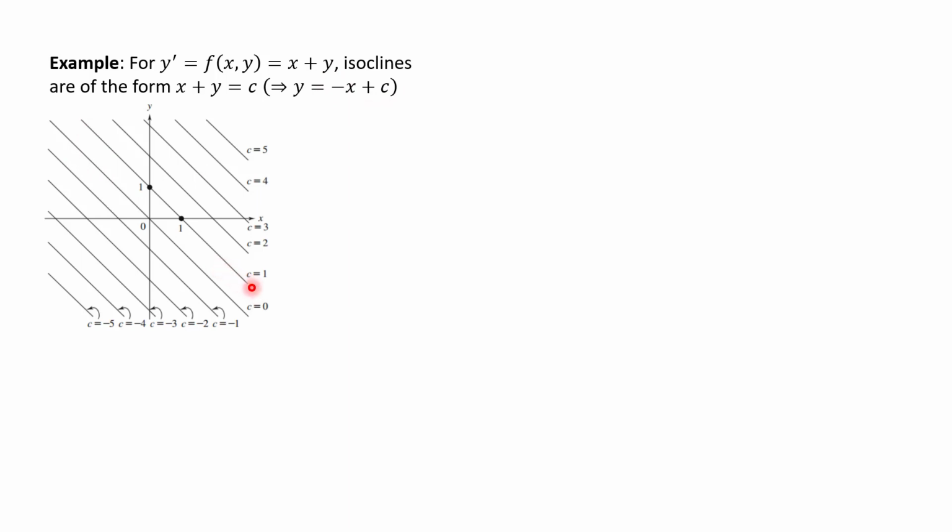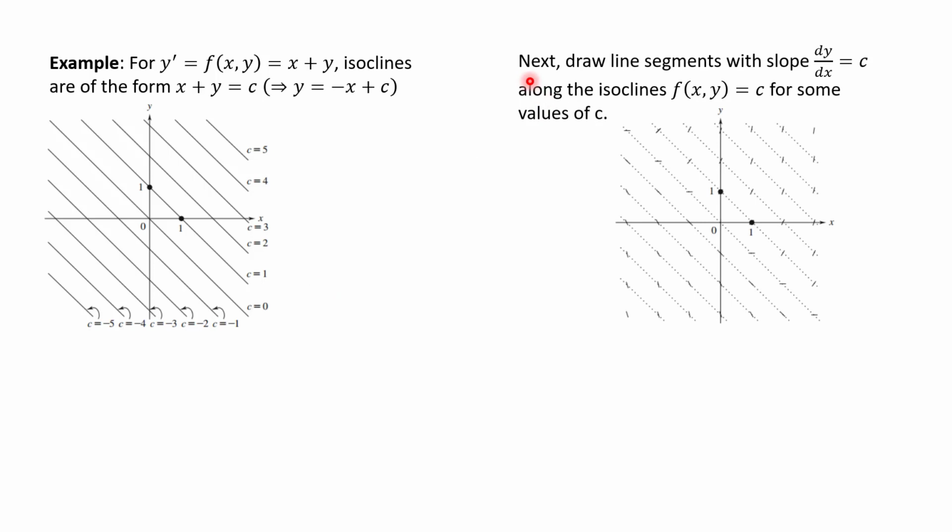For example, when c is 1, we have y equals negative x plus 1, which has a y-intercept right here. And then we go down 1 and over 1 for our slope. And we could do that for different constants. This is our first step. So these are our lines. Next, we'll draw line segments with the slope equal to the derivative. The derivative was just x plus y, but that equaled c. So this equals c, and these are along our isoclines from our function for different values of c.